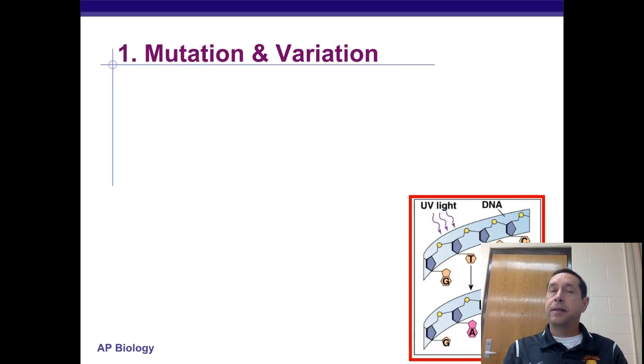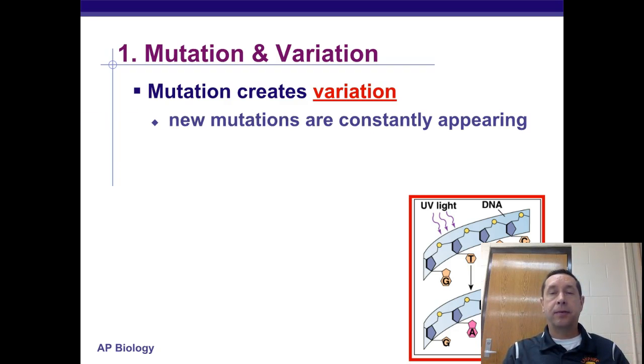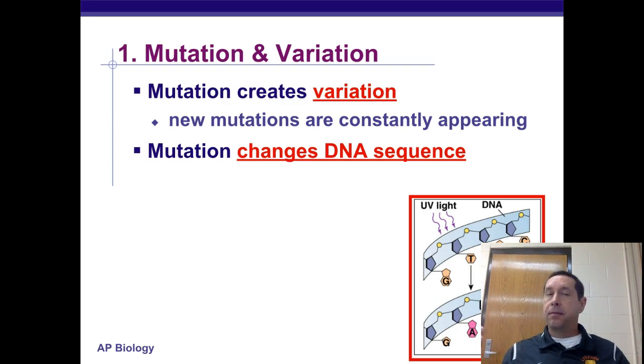So let's talk about each of these just a little bit. So mutation creates variation. Mutations create new alleles. Now, those mutations may just be random changes because of a mistaken copy in the DNA. They could be caused by environmental factors like UV light as well. Some mutations are harmful. They're not going to become more common. Some have really no effect, and some are beneficial.